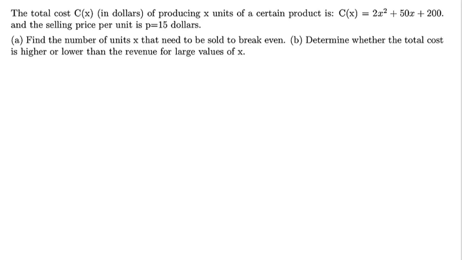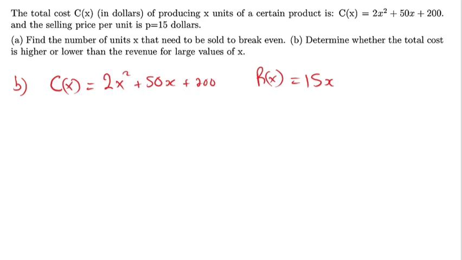For part B, it says, determine whether the total cost is higher or lower than the revenue for large values of x. Okay. Again, I'll take you back to the two things that we had. The cost, C of x, is 2x squared plus 50x plus 200, while the revenue is simply 15x. What we're comparing here is whether the total cost is higher or lower than the revenue. The key here is the degree of the two equations. For this one, the degree is x squared, while for this one the degree is just x. So we know that x squared will grow faster than x. This means that the cost is always higher than the revenue for large x. That's what we can say.